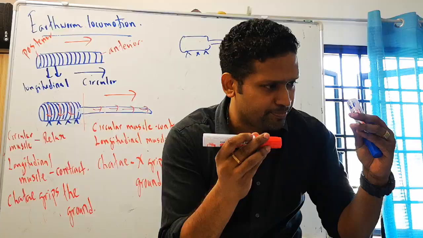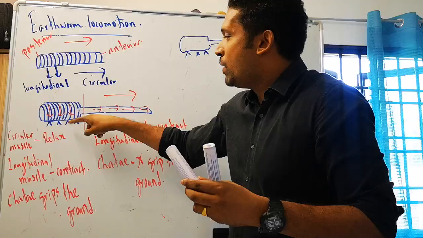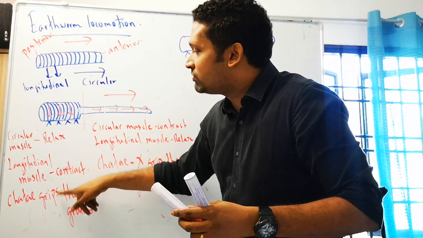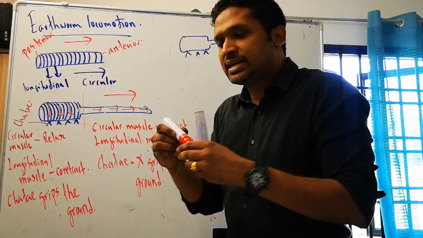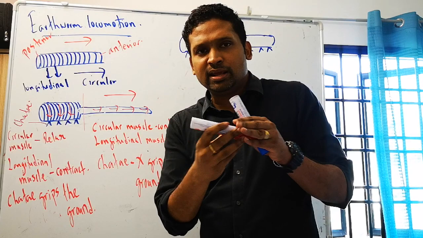But the longitudinal muscle, in the part where they're pulling the body forward, will relax. The part where there is anchoring of the chaetae, the chaetae here, when the chaetae are anchored, what pushes the chaetae to grip the ground is the longitudinal muscle. So it's simple, and the idea is very simple. Whenever you see the body getting pulled forward, see, I divide this into three areas.